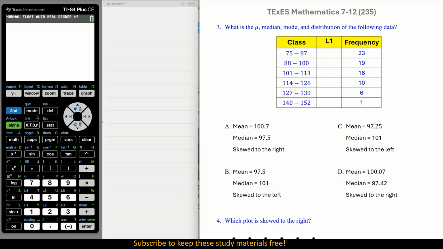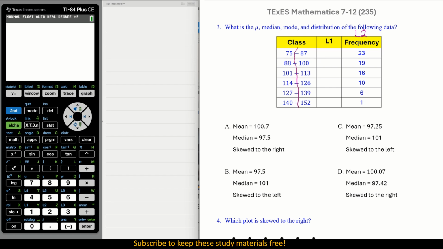Number 3, what is the mean, median, mode, and distribution of the following data? Okay, so what I have done is I added an L1 column in our frequency table just to give us some room. And then, of course, our frequency column, that'll be our L2. This is to help us find the mean. Okay. All right. So we'll go ahead and get started with that part.